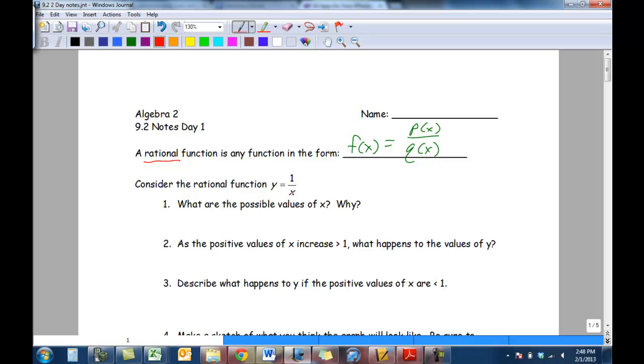Let's consider this first rational function. y is equal to 1 divided by x. p of x is 1. q of x is x. It's just a fraction. That's it. All right? So here's the thing. What are the possible values of x?